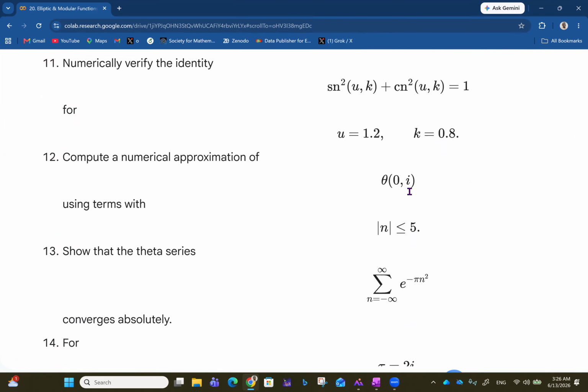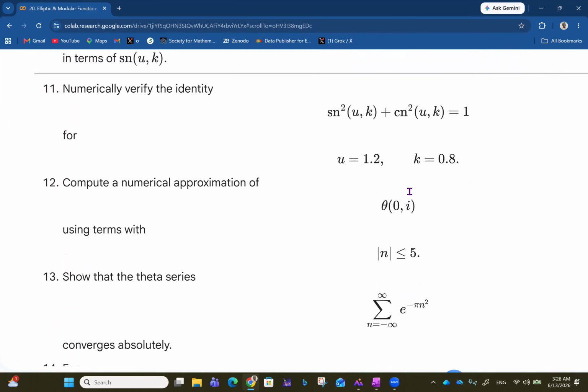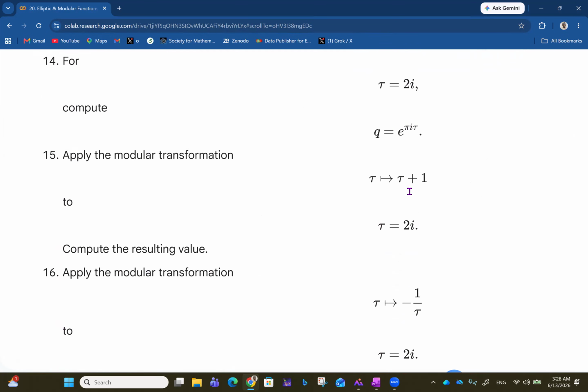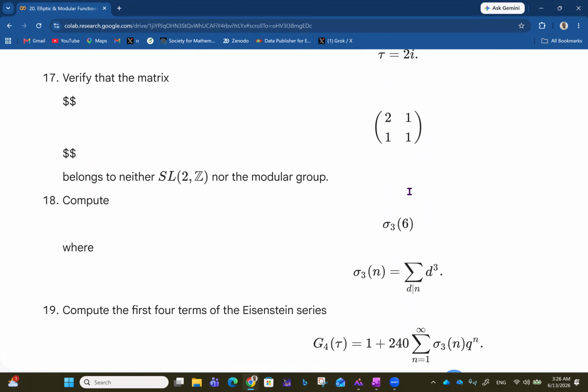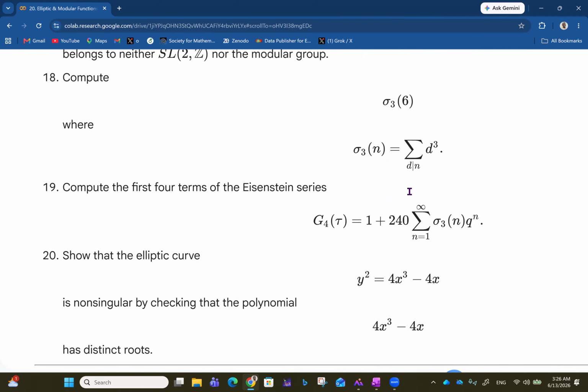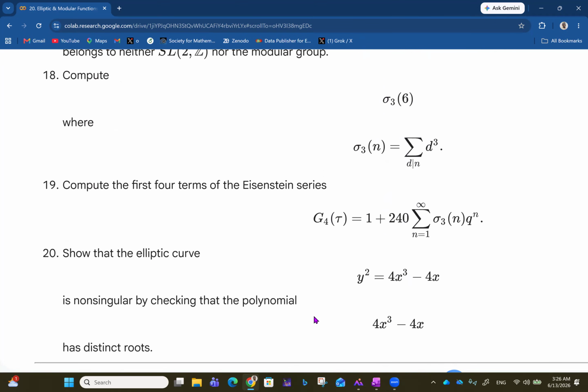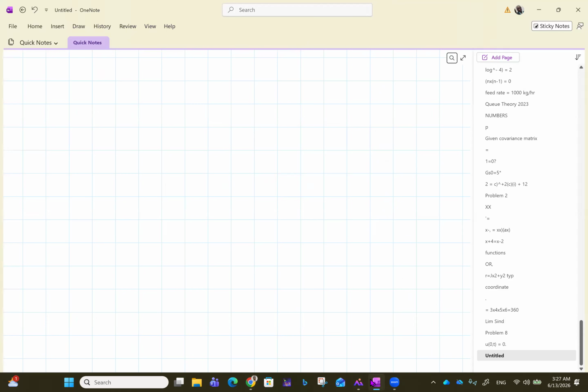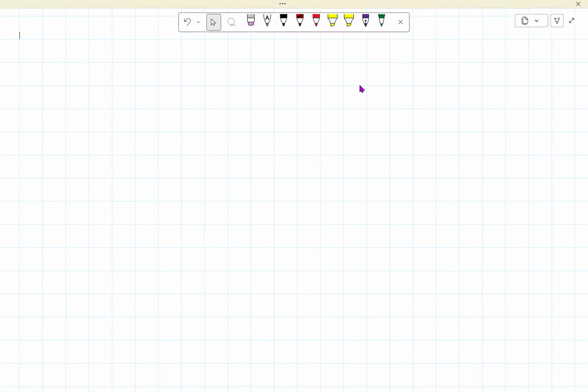Then here you have questions 11 to 13, then questions 14 to 16, and then 17 to 19 for now. And finally, 20. I'll be taking care of 20, to show that the elliptic curve y squared equals 4x cubed minus 4x is non-singular by checking that the polynomial 4x cubed minus 4x has distinct roots. So let's take care of these two problems, and we'll call it a day with this now.